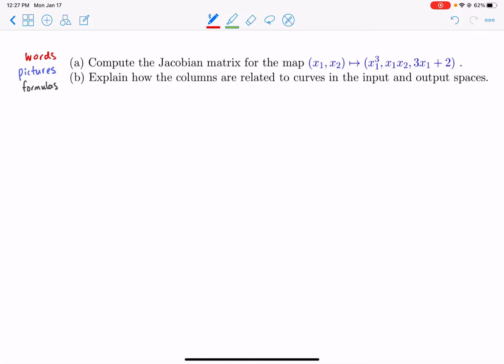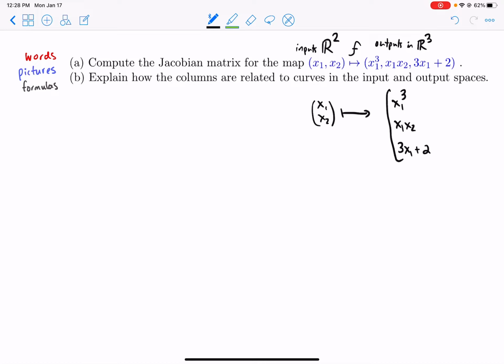Okay, so this is a map. This map, I guess, has inputs R2 and then outputs in R3. How do I know that? Well, because there's a comma there and a comma there, which means there are three formulas. Okay, we could rewrite this. Let's give it a name. Call it F, and we could write things in column vector form. x1, x2, 3x1 plus 2. And then we have the output formulas. This is the first, second, and third component functions of F.